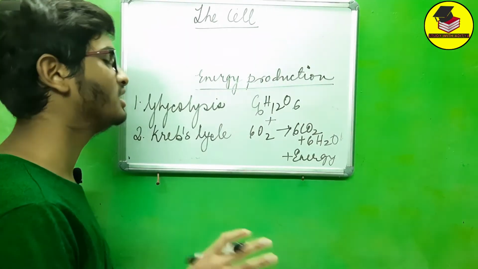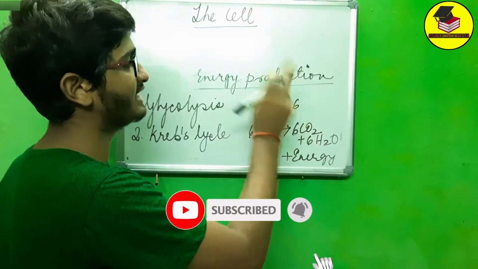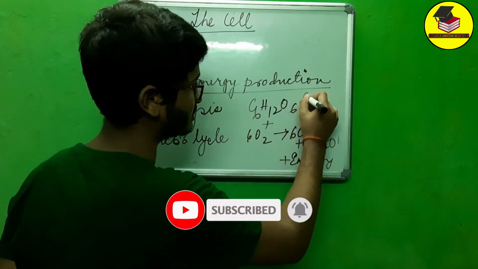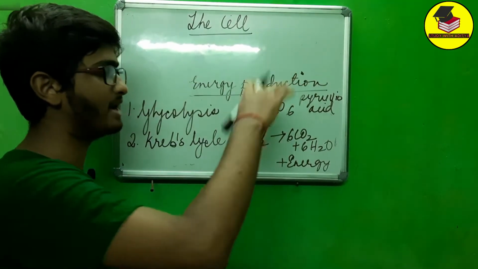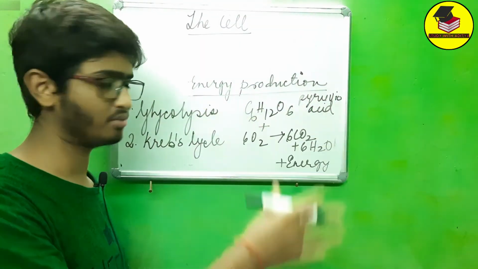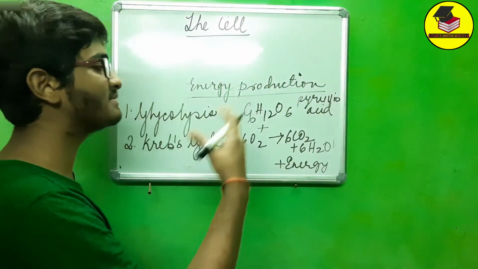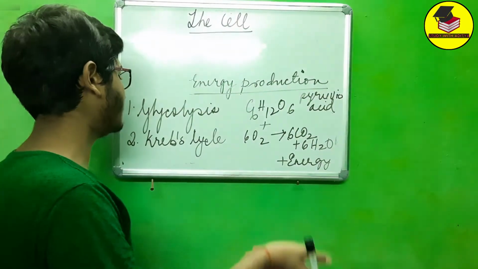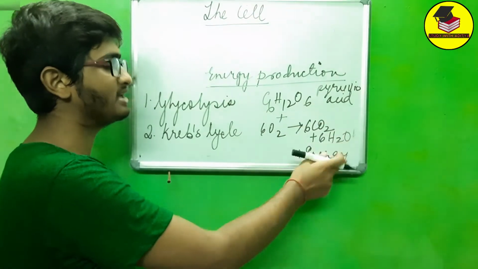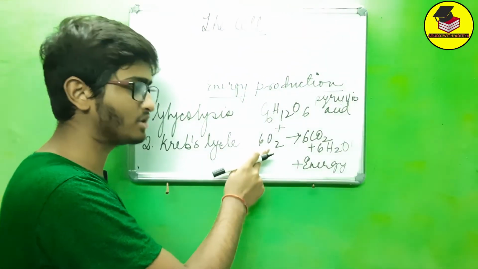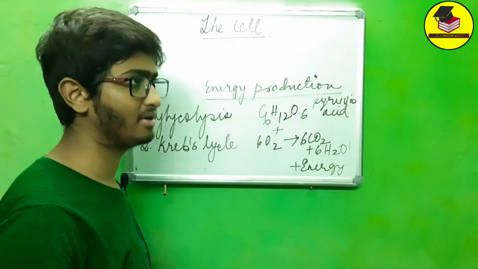So in the absence of oxygen, energy production, respiration takes place, and C6H12O6 is broken down into something which is known as pyruvic acid. Pyruvic acid. Now this glucose will be decomposed into two molecules of pyruvic acid. Then this pyruvic acid is small enough to enter the mitochondria. Here another cycle takes place which is known as Krebs cycle, and here this pyruvic acid gets combined with oxygen and releases carbon dioxide, water, and the energy which is liberated, that is used.